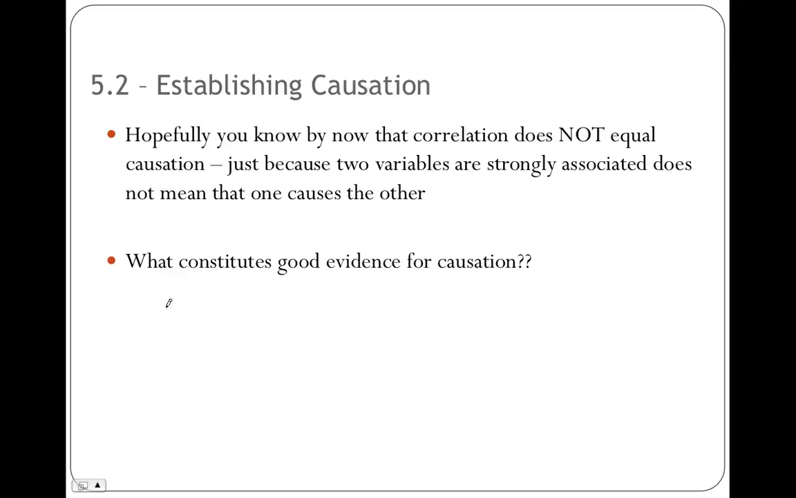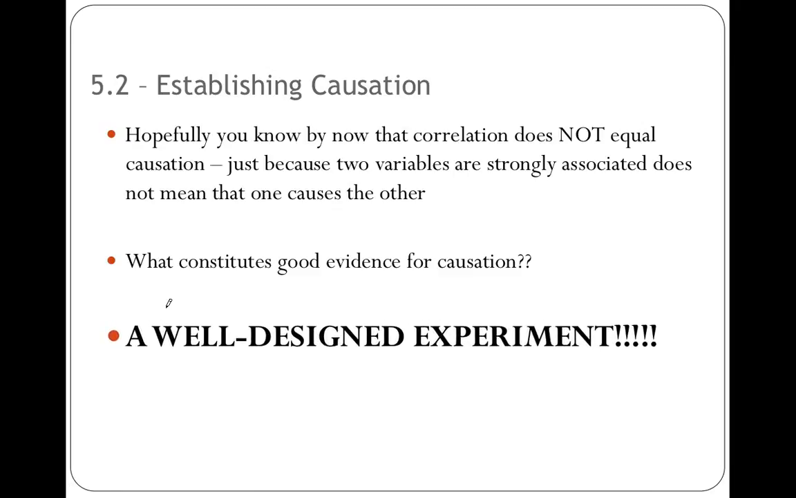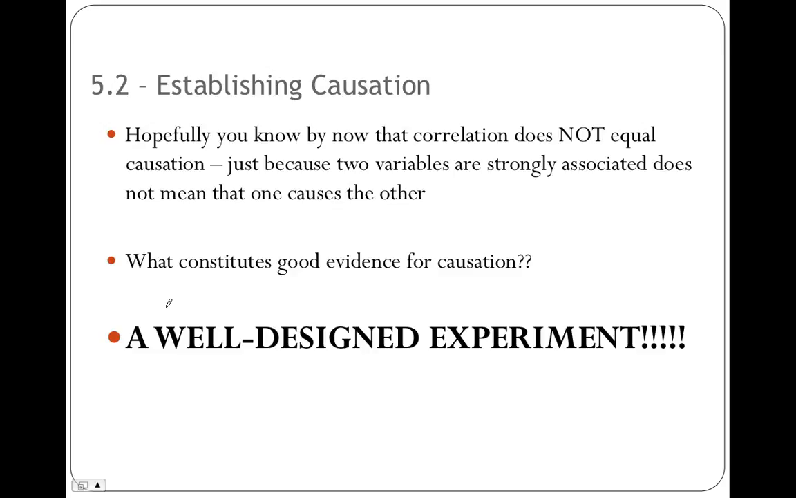What is it that constitutes good evidence for causation? We need a well-designed experiment. That is the only way to conclude causation. This is really, really important. I can almost promise that this is going to be a multiple choice question on the AP exam in some form or another. The only way to conclude that one thing causes another is with an experiment, not an observational study. Must be an experiment.